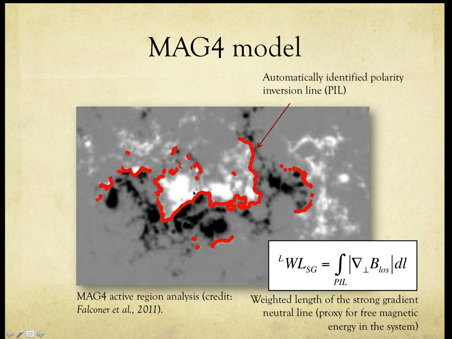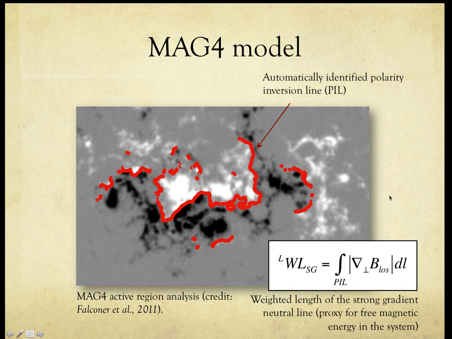Then, in the next step, MAG4 goes ahead and identifies so-called polarity inversion lines that separate the two different polarities. So the white color and black color indicate two different polarities in this line of sight component of the photospheric magnetic field. So the tool or the model identifies where this line of sight component changes sign. That's what we call polarity inversion line. And then comes the magic of the physics part of the model.